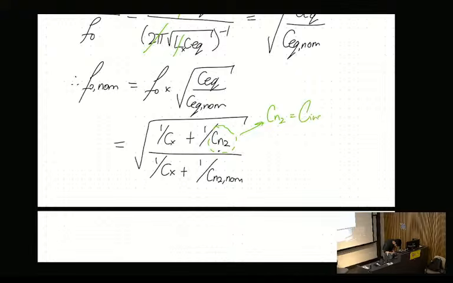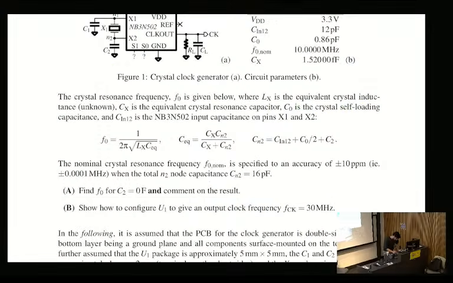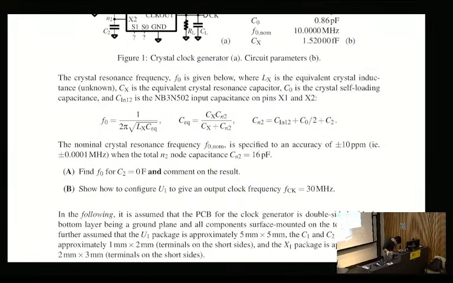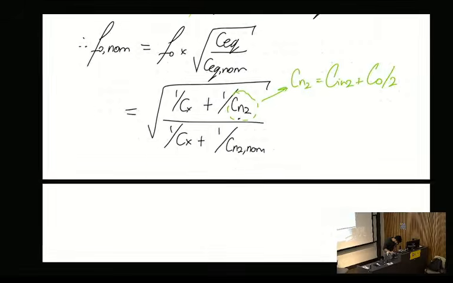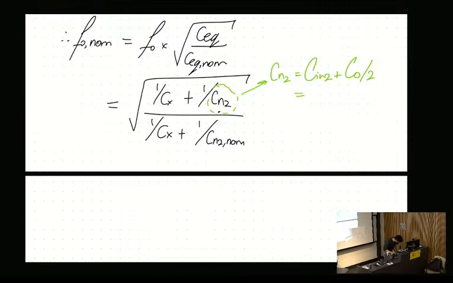That is C in plus C out on 2. This is assuming that capacitance C2 is equal to 0. Was it C2 or CF? I can't remember what they called it in the question. Yeah, C2. So assuming C2 is 0, you calculate that this number is 12.43 picofarads, because we are given the output capacitance and the input capacitance as well.